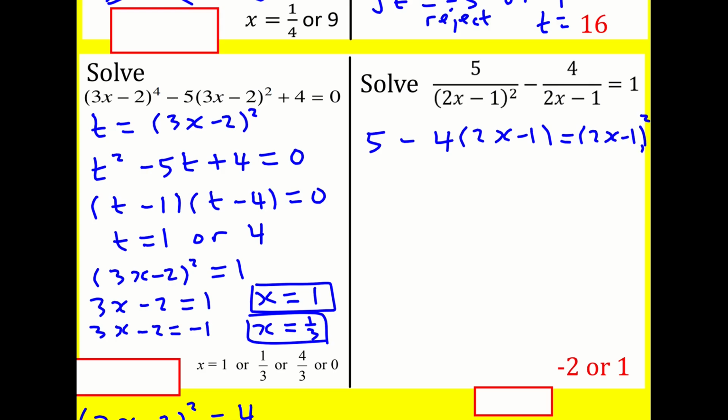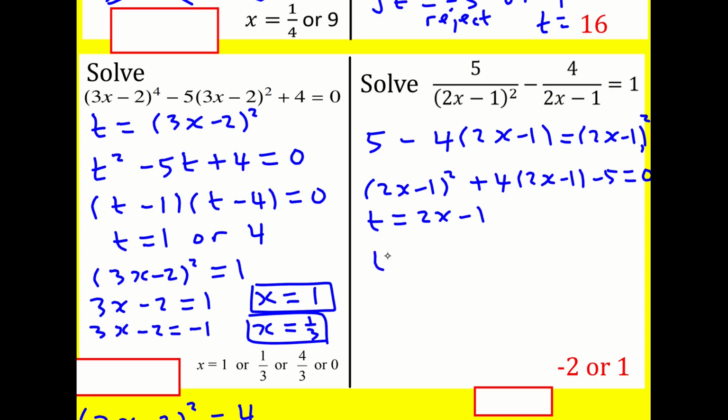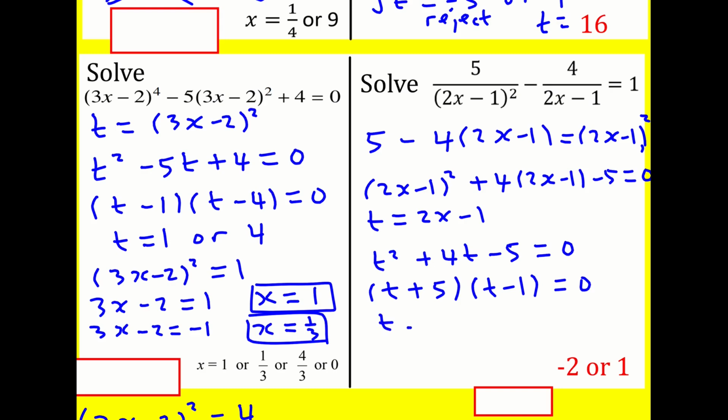That's a bracket. This is good, because now I can write it as 2x minus 1 all squared plus 4 lots of 2x minus 1 minus 5 equals 0. And I've turned it into something I can recognize as a hidden quadratic. Let t equal 2x minus 1. Again, don't start expanding it. It is in hidden quadratic form. t squared plus 4t minus 5 equals 0. t plus 5, t minus 1 equals 0. t is equal to minus 5 or 1.